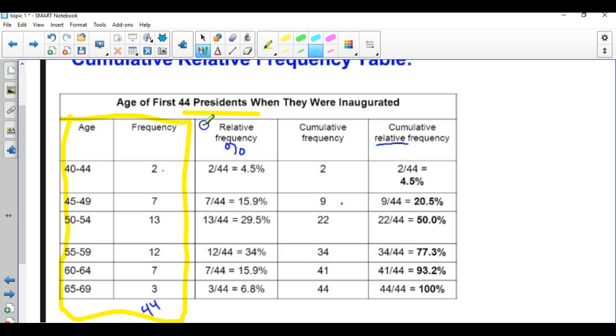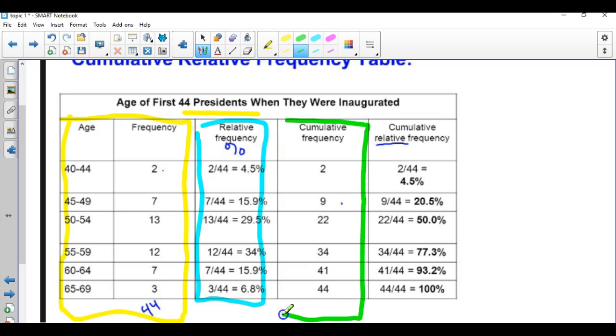Next, in this rectangle, I have the relative frequency. So I'm just taking the count and dividing it by 44 because that's my total sample there. This part here is what we call the cumulative frequency. The cumulative frequency right here, we have 2, 9, 22, 34.